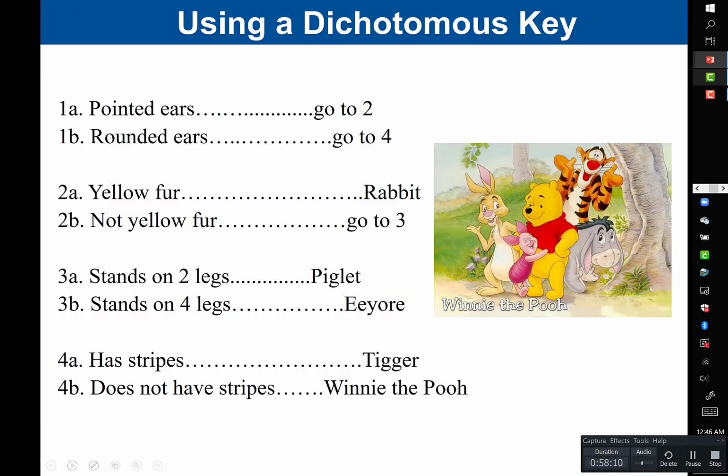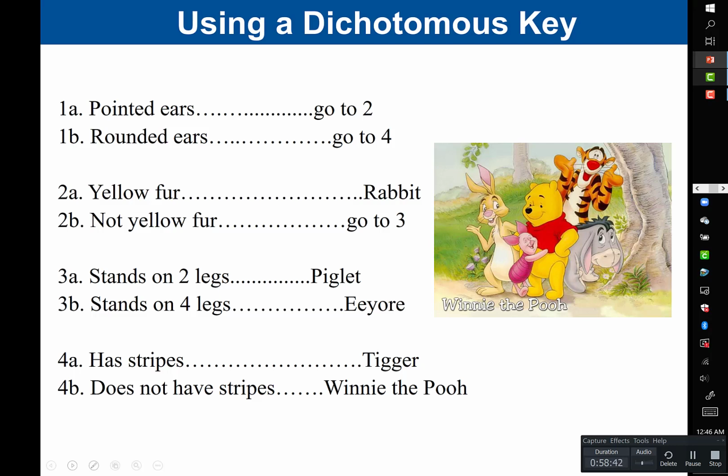So now I want to walk you through how to use a dichotomous key, because this is what you're going to use, not this exact one, but something similar to this to help classify your organisms. When we talk about a dichotomous key, di means two. There are two choices. You're going to look at your organisms, and then figure out, starting at the top, which one of those fits the description.